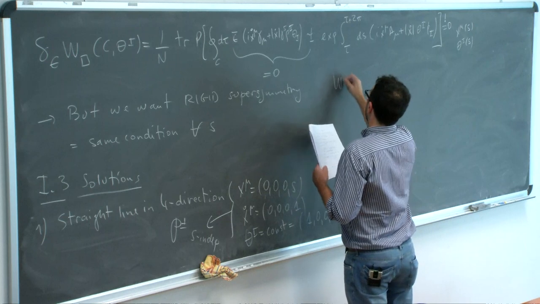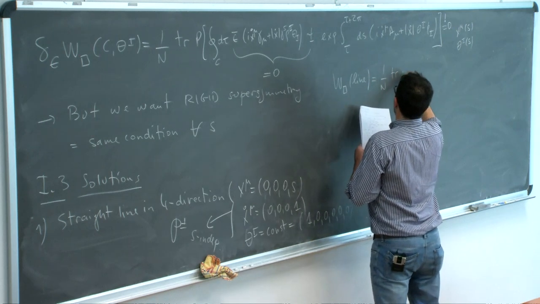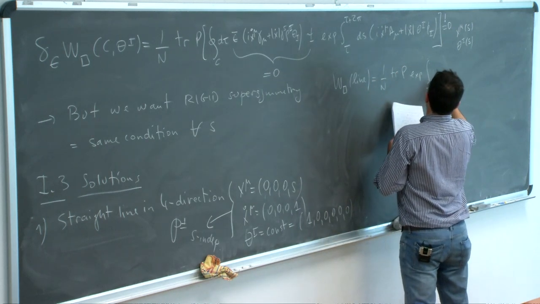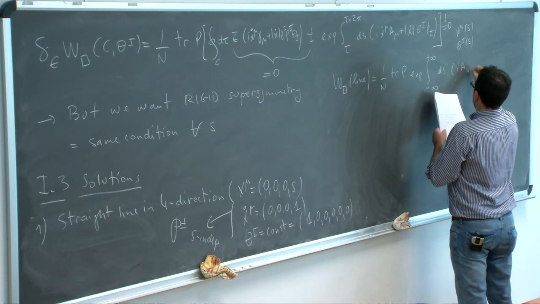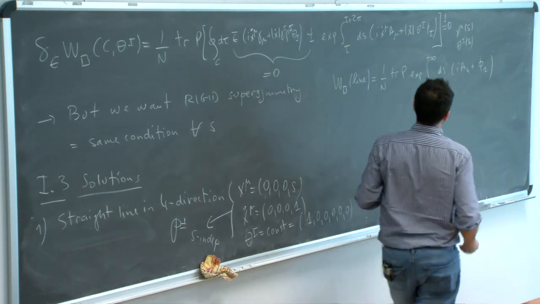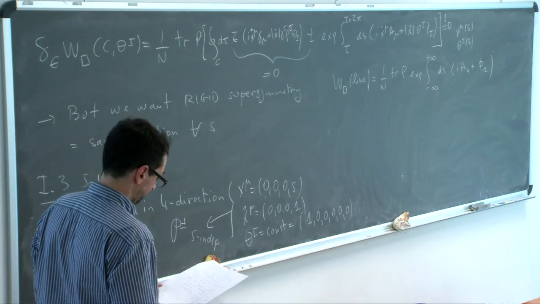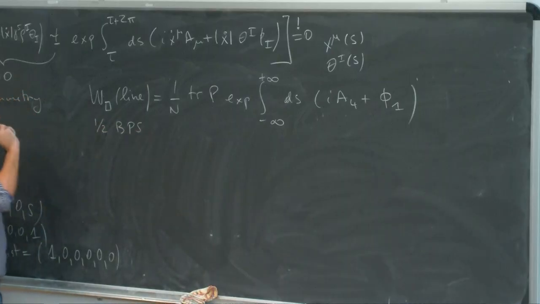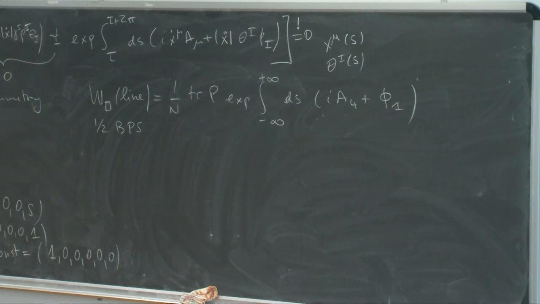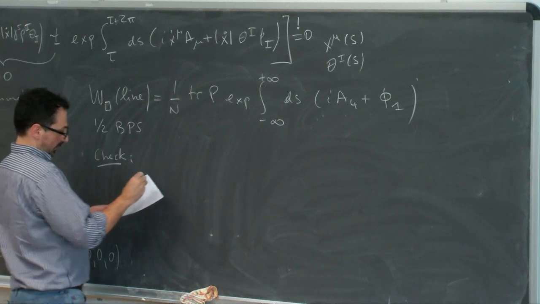And so I've got a Wilson line, which is 1 over N, trace, path ordering, exponent. Now the line has to be infinitely extended, otherwise it wouldn't be gauge invariant. So this is what we find. And this is half BPS. By this language, we mean that it preserves half of the epsilons. And so let's check that this is the case.